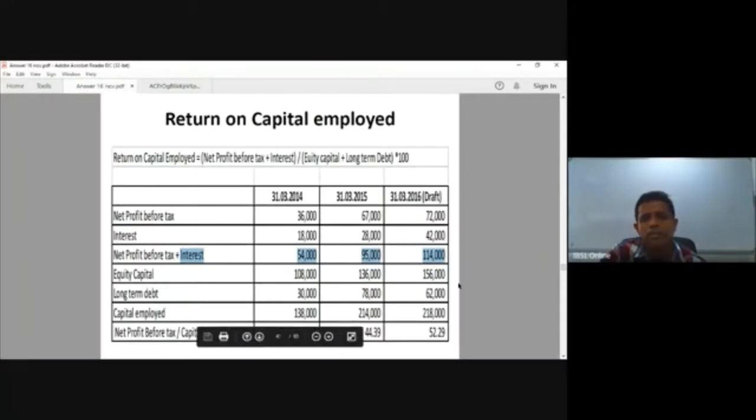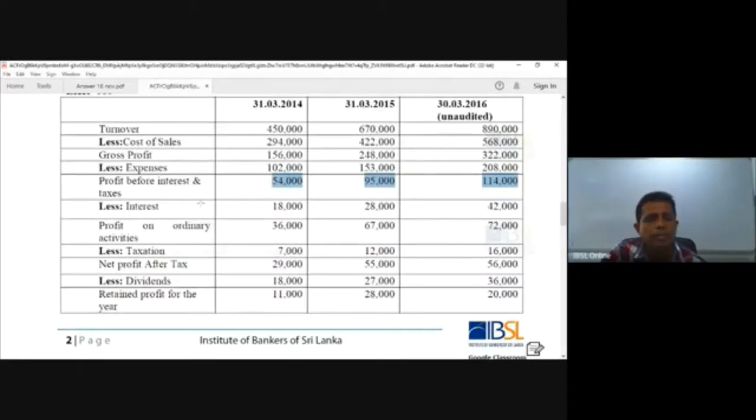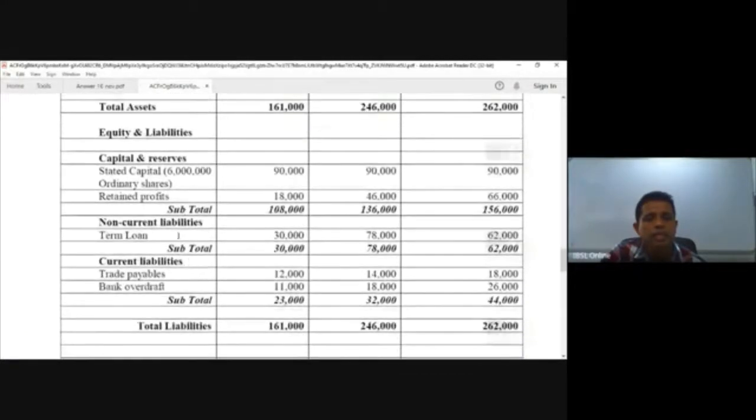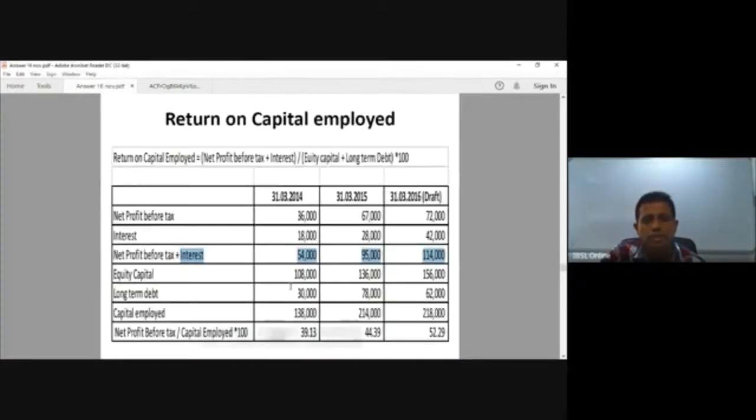Then equity capital and long-term capital. Equity capital, from the previous slide, we can directly take. Long-term debt capital, go to your balance sheet, long-term debt, non-current liabilities here: 30, 78, 62. Then add those two. Capital employed is the answer. 108 and 30 is 138, 136 and 78 is 214, 156 and 62 is 218.